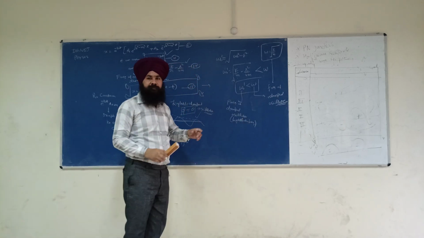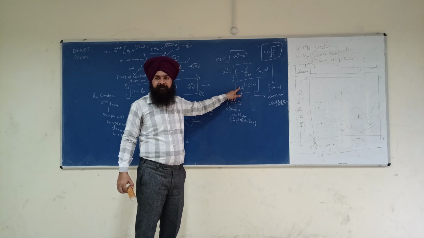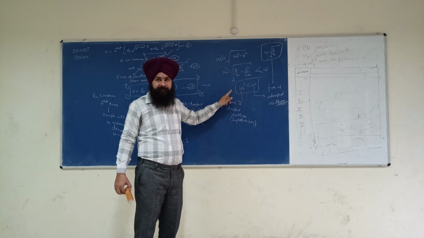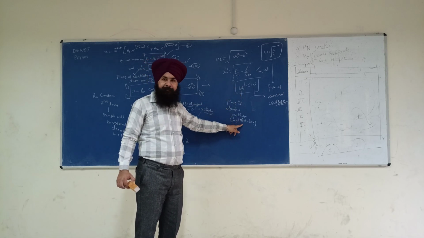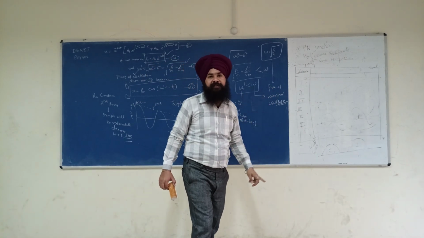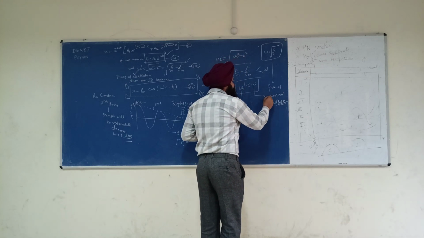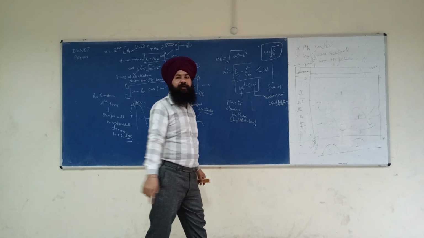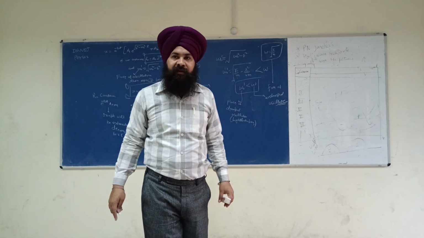Okay. What is omega naught prime? This is the frequency of a damped harmonic oscillator with light damping. And what is omega? This is the frequency of the undamped oscillator. So clearly omega naught prime is less than omega.